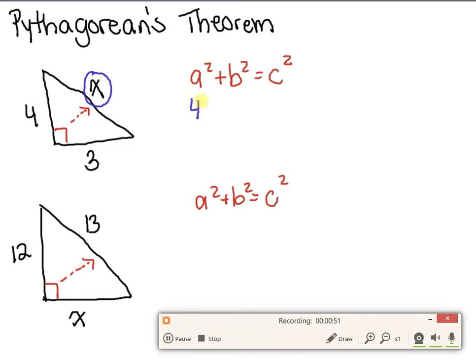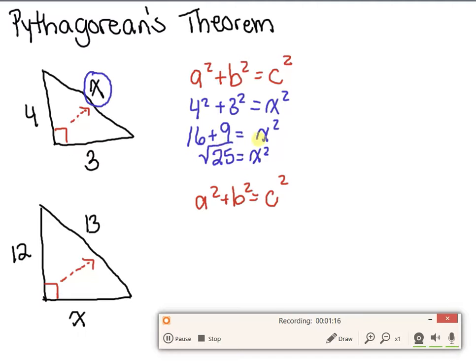So the a and the b, so a squared, we can do the 4 squared, and the b we can put as a 3. If you put these two backwards, doesn't matter. Okay? And the c must be the hypotenuse. So let's do 16 plus 9 equals x squared. So what's 16 plus 9? I get 25 for x squared.